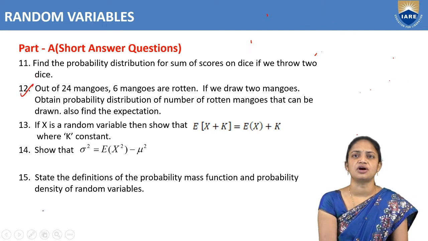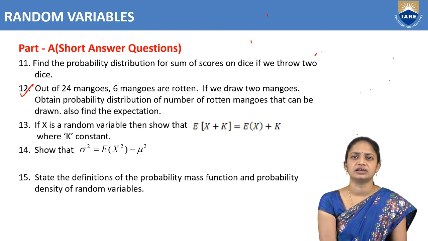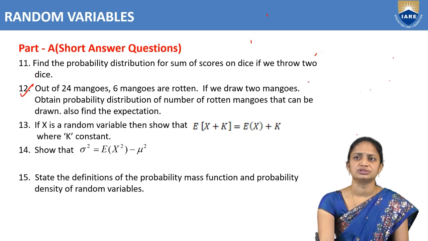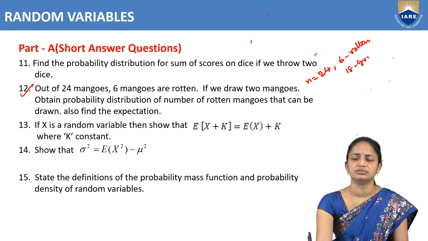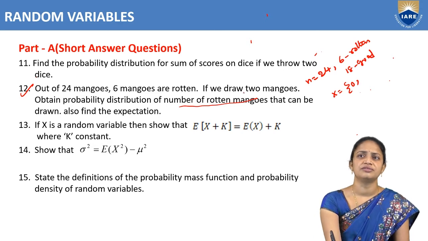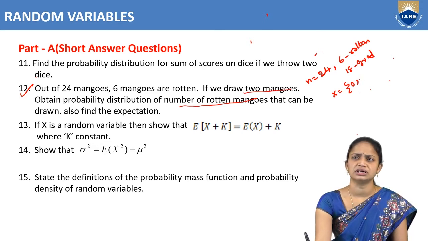Then the next question is: out of 24 mangoes, 6 mangoes are rotten. If we draw 2 mangoes, obtain the probability distribution of the number of rotten mangoes that can be drawn, and also find the expectation. Here the total number of mangoes is 24. Of these, 6 are rotten, which means 18 are good. So what is our random variable? The random variable is the number of rotten mangoes, which for 2 mangoes can be 0, 1 or 2.